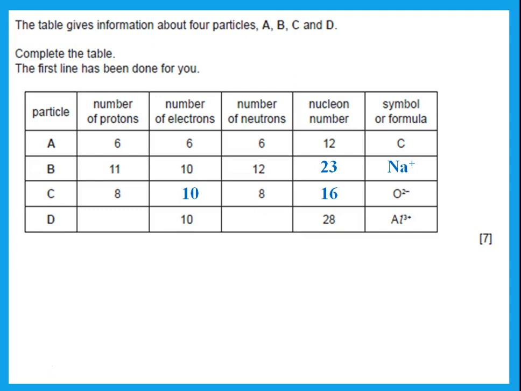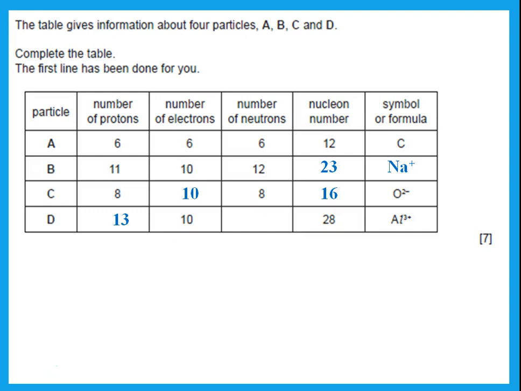Okay, now in D I have aluminium 3+. So I would look at the periodic table, look what is the small number of aluminium. The small number of aluminium is 13 from the periodic table. That means my number of protons is 13. Okay, so what about number of neutrons? Now, if I look at the periodic table, I will find that the big number for aluminium is 27, but he's telling me that no, the nucleon number is 28.